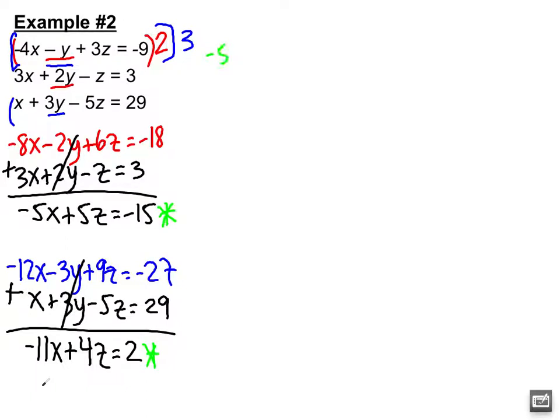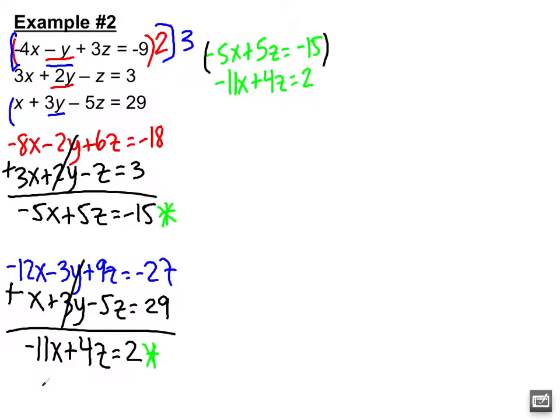Now, I have a system of two equations in two variables, so I'm going to rewrite those. Negative 5x, add 5z is equal to negative 15. Second equation is negative 11x, add 4z is equal to 2. Now I have two equations with two unknowns. I'm going to do elimination again.